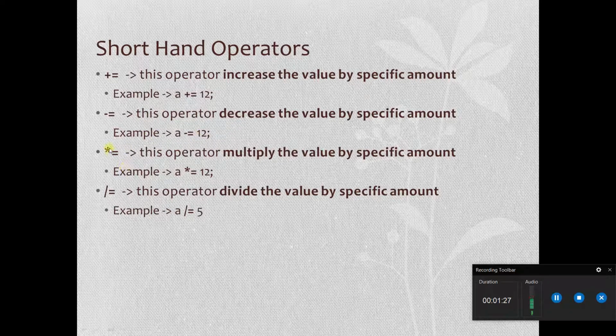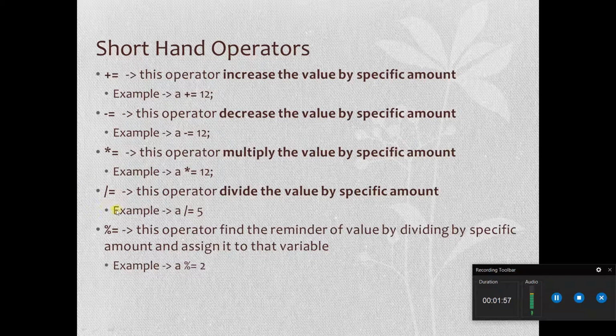And next operator is multiply equal to. This operator multiplies the value by a specific amount. If the initial value of a is 2 and we perform this operation, the updated value of a will become 2 into 12, which is 24.